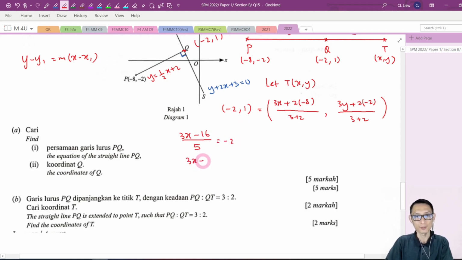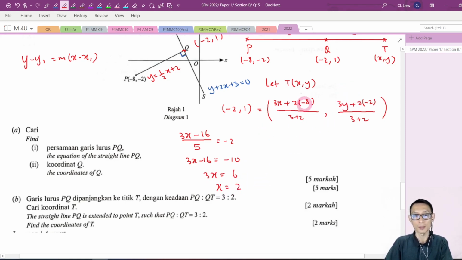So 3x minus 16 is equal to negative 10. Negative 2 times 5, negative 10. So 3x is equal to negative 10 plus 16, which is equal to 6. x is equal to 6 divided by 3, which is equal to 2.